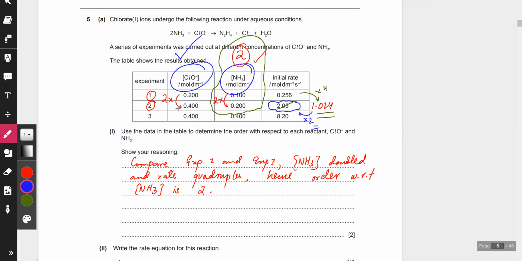Is this clear to everyone? So what does this mean? The order with respect to ClO minus would be 1, right?